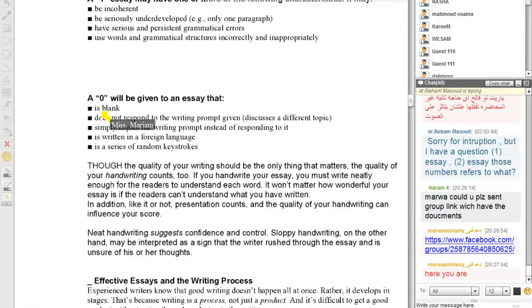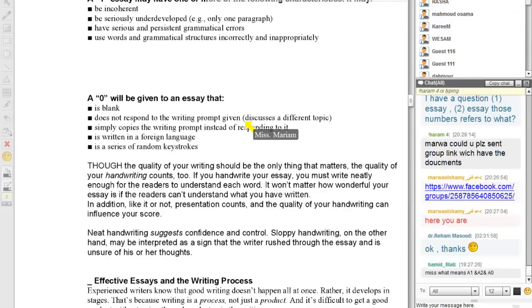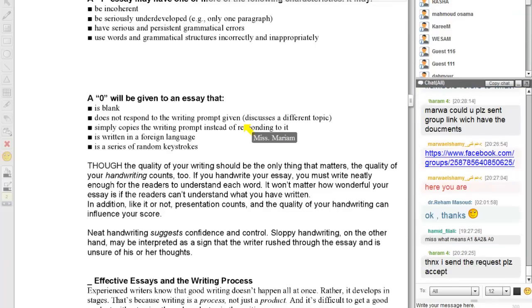So if you got 0, that means you left your essay blank and didn't write anything, or you didn't respond to the writing prompt given. You wrote about another thing, for example, they asked you to write about the First World War, and you confused it with the Second World War, and you started to state the reasons and the effects, the causes, and so on. Then you are going to lose marks because you're out of the point. You didn't fulfill the task.